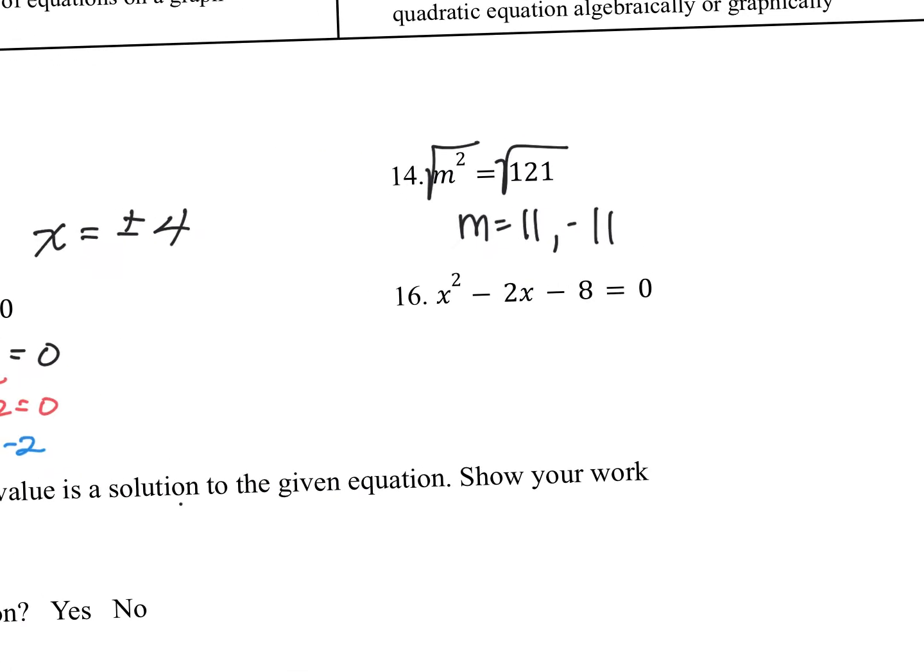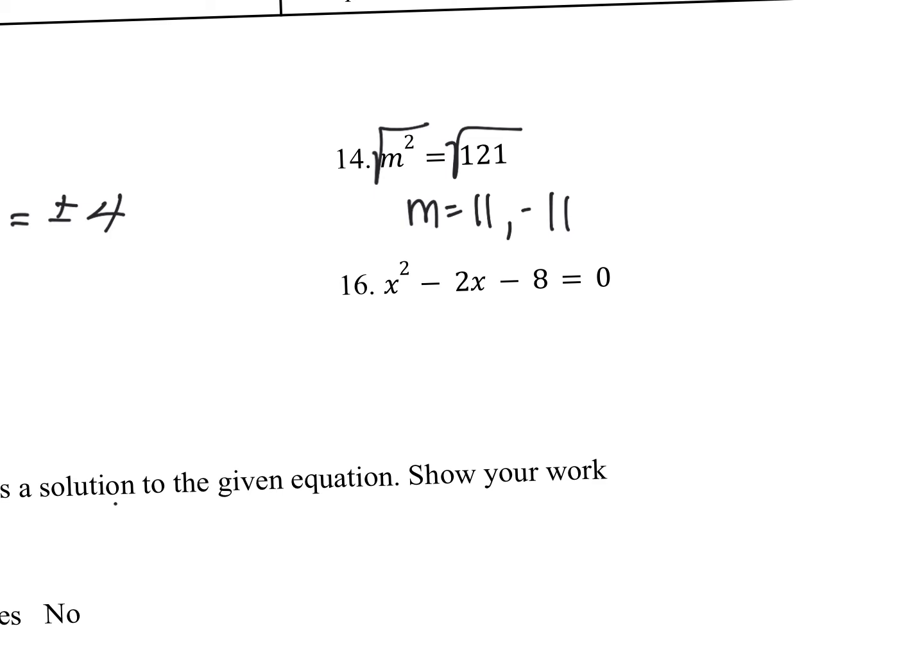Number 16, I would solve similarly. If you'd like to see a different way, I can do that, but this one does factor. Because negative 8, so this would factor as x minus 4 times x plus 2. But if you would rather do quadratic formula, if you love that, it just still works. You would get the same answer.